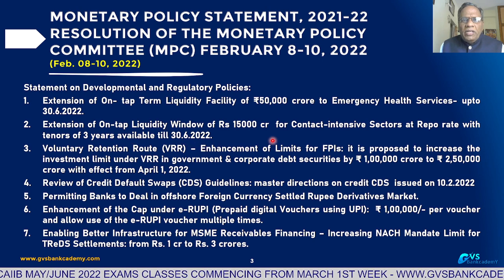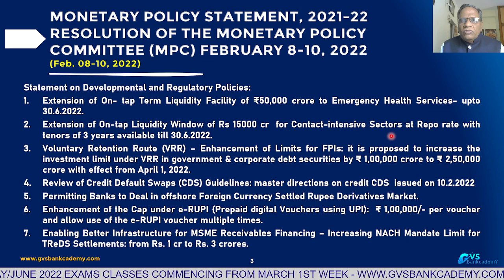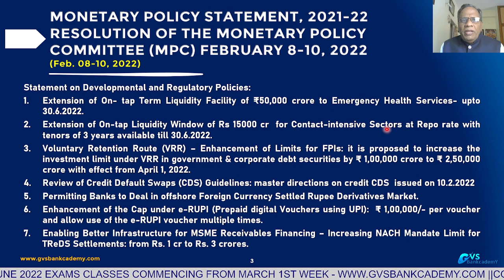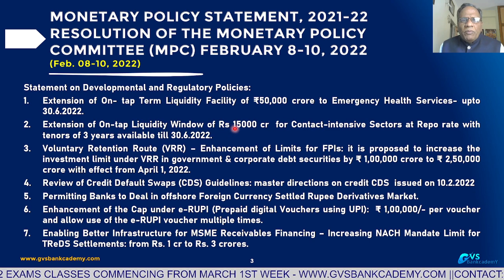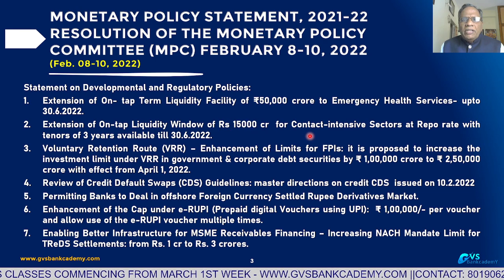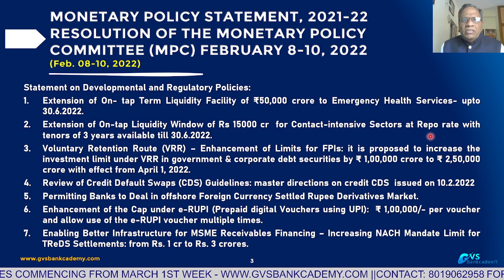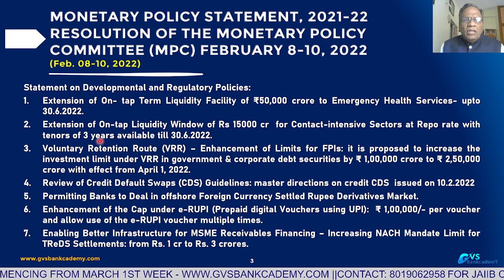If any bank wants to lend in contact intensive service sectors, they can make a demand on the on-tap liquidity window from RBI. After borrowing from this window, the banks have to invest within 30 days in these contact intensive service sectors. What is the repo? Presently 4%. Tenor up to 3 years.